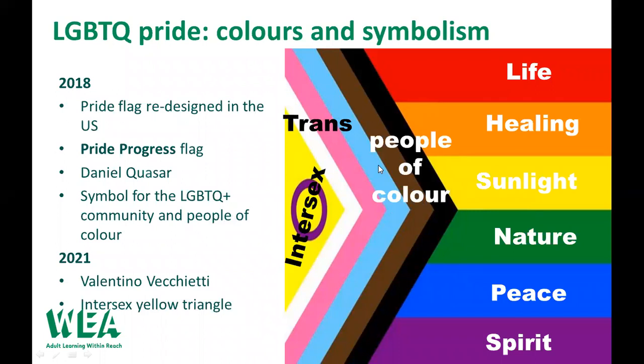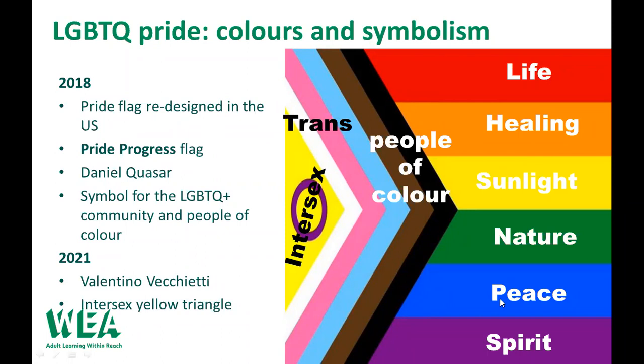Then we have the blue and the pink and the white here, which represent trans. And then we also have this yellow triangle with the purple oval shape here, which represents intersex. So those of you who are not familiar, intersex is neither male or female. It sort of sits in the middle there. So in terms of biology, someone who's intersex can have female and male biological organs.